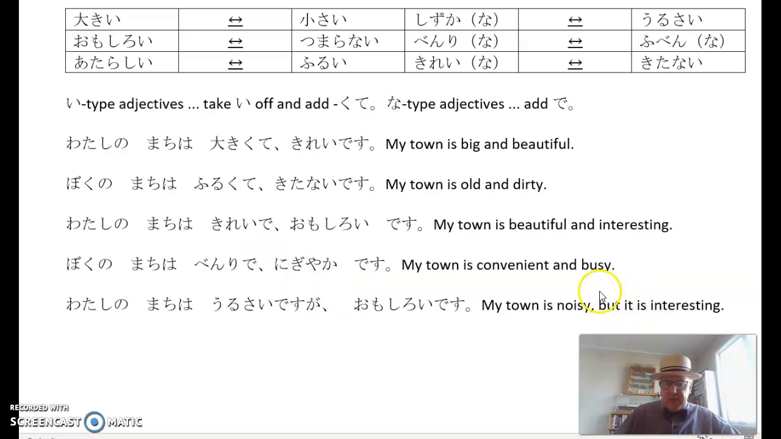Now notice here is a change. We put but in instead of and. So this is how you form an alternative viewpoint. Instead of saying it is this and that, you can say it's this but that. So watashi no machi wa urusai, noisy, but desu ga omoshiroi desu, interesting. So my town is noisy but interesting. Watashi no machi wa urusai desu ga omoshiroi desu.